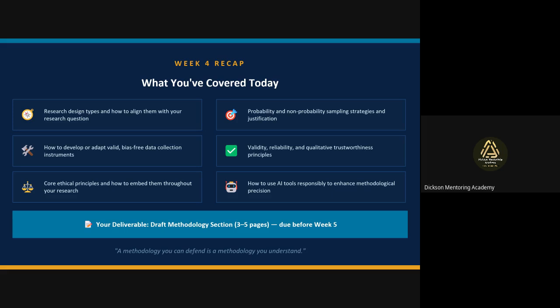Let me leave us with this. Your methodology is where your research becomes real. It is where your ideas are tested, challenged, and validated. A strong methodology does not just support your research, it defends it.